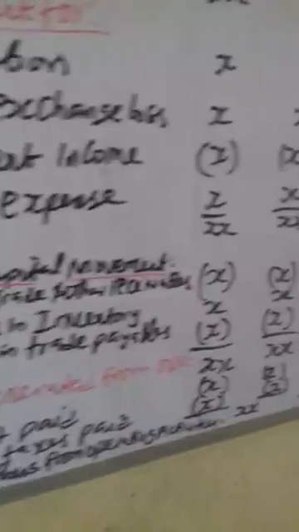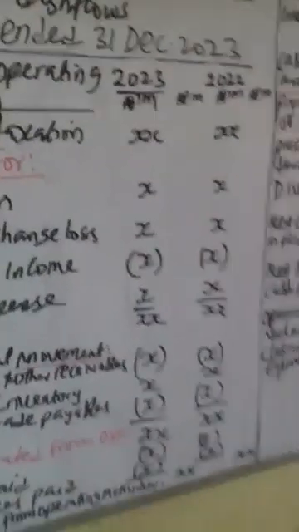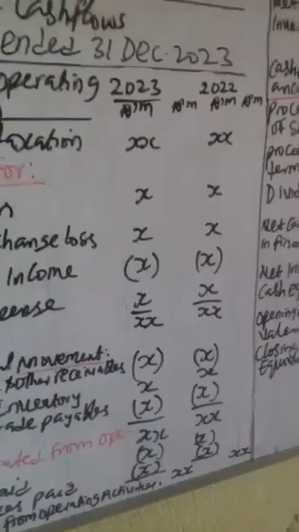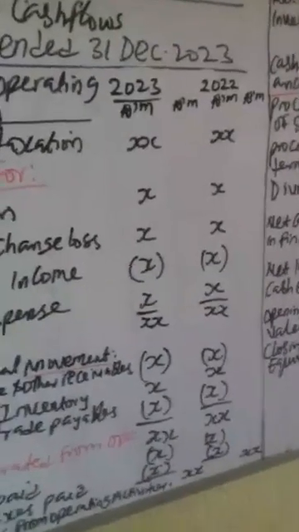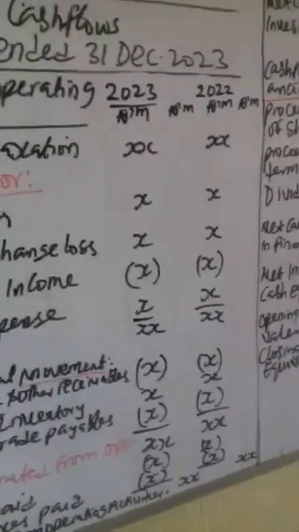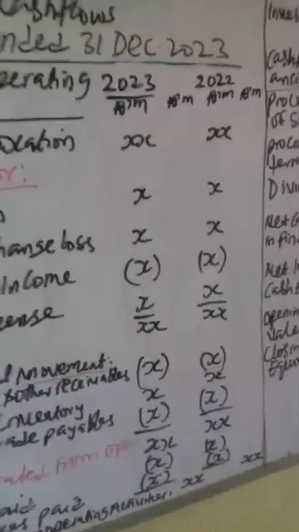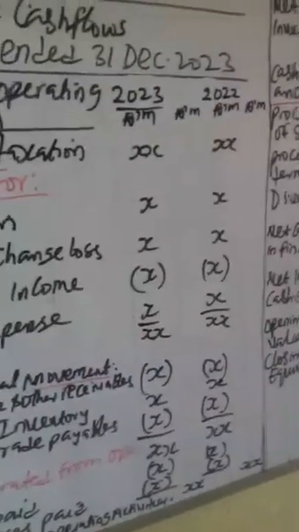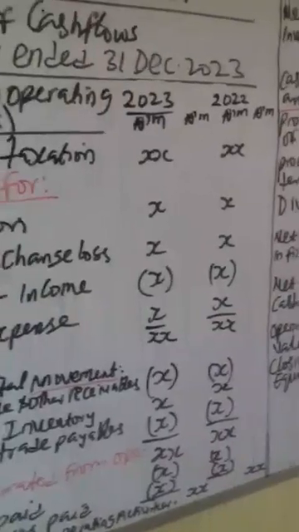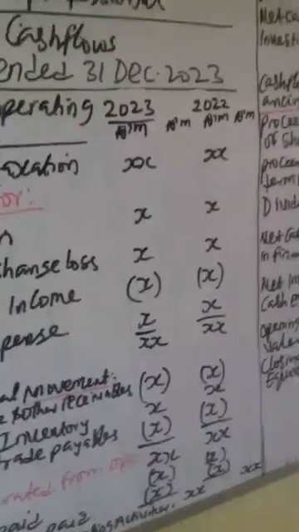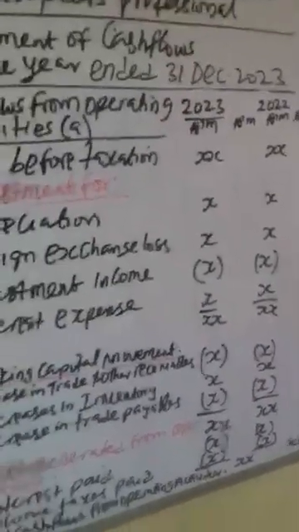Net cash flows from operating activity. All right? Now, if you check the labeling, I've labeled 2023 and 2022, and I put a middle line so as to put my total at a middle point for totaling the three sections at the end of the day. This is for those preparing for their companies.